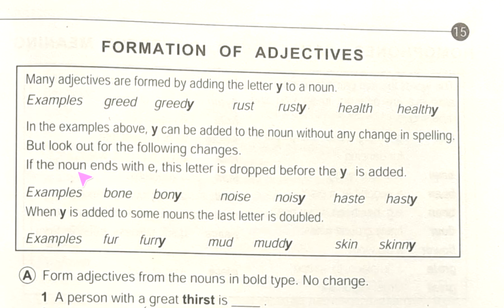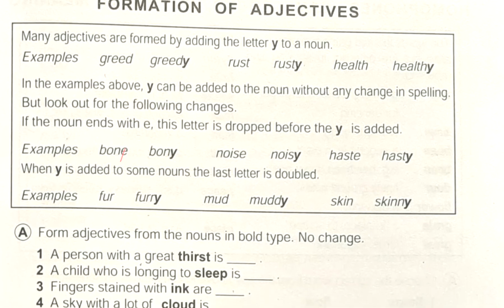Here, if the noun ends with E, this letter is dropped before the Y is added. Examples: bone, bony. Here it was E and it is dropped, and after that Y is added. Same thing: noise, noisy; haste, hasty. When Y is added to some nouns, the last letter is doubled. Here: fur, furry; mud, muddy; skin, skinny.